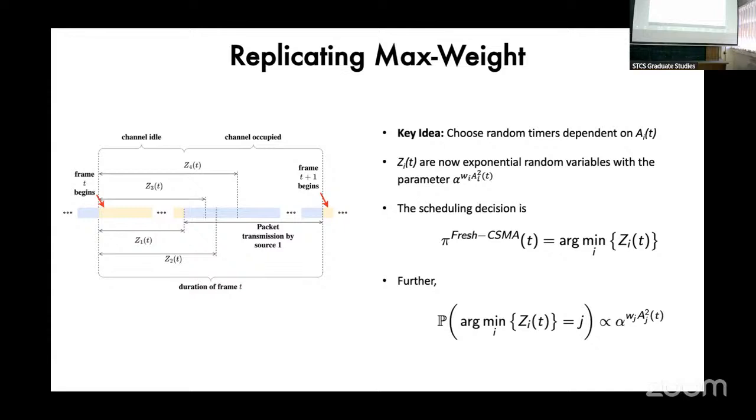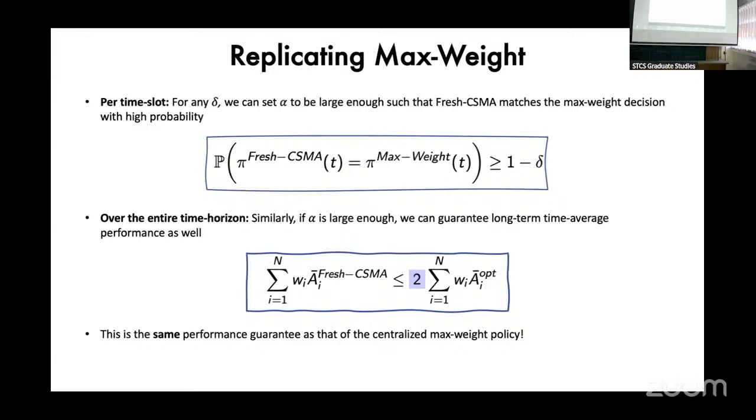And the probability that source j gets to transmit during a frame is proportional to this parameter, alpha to the power w_i a_i squared. And these can be shown easily given the mixture of exponentials that you have. So the nice thing with all of this is the two results that we were able to prove. Per time slot, at any given point of time, if your age of information states are the same, then if alpha is large enough, the probability that fresh CSMA, the CSMA protocol, will make the same transmission decision as the max weight protocol, which is centralized, is going to be large enough.